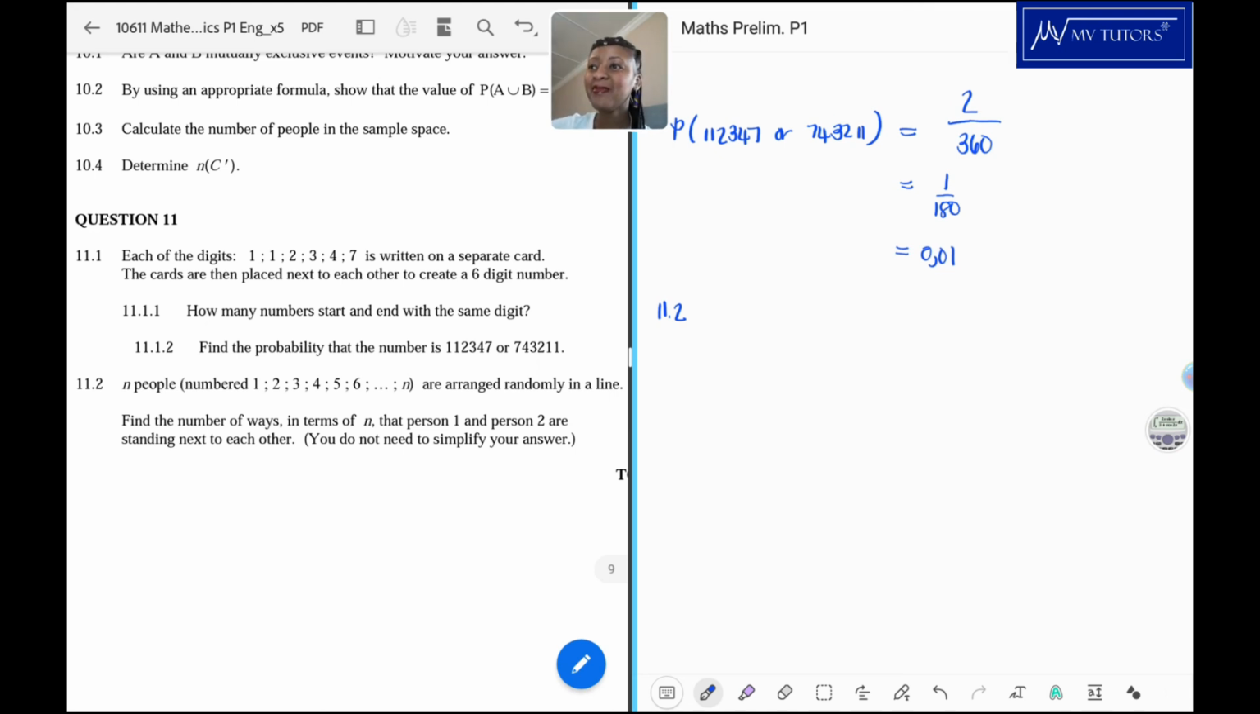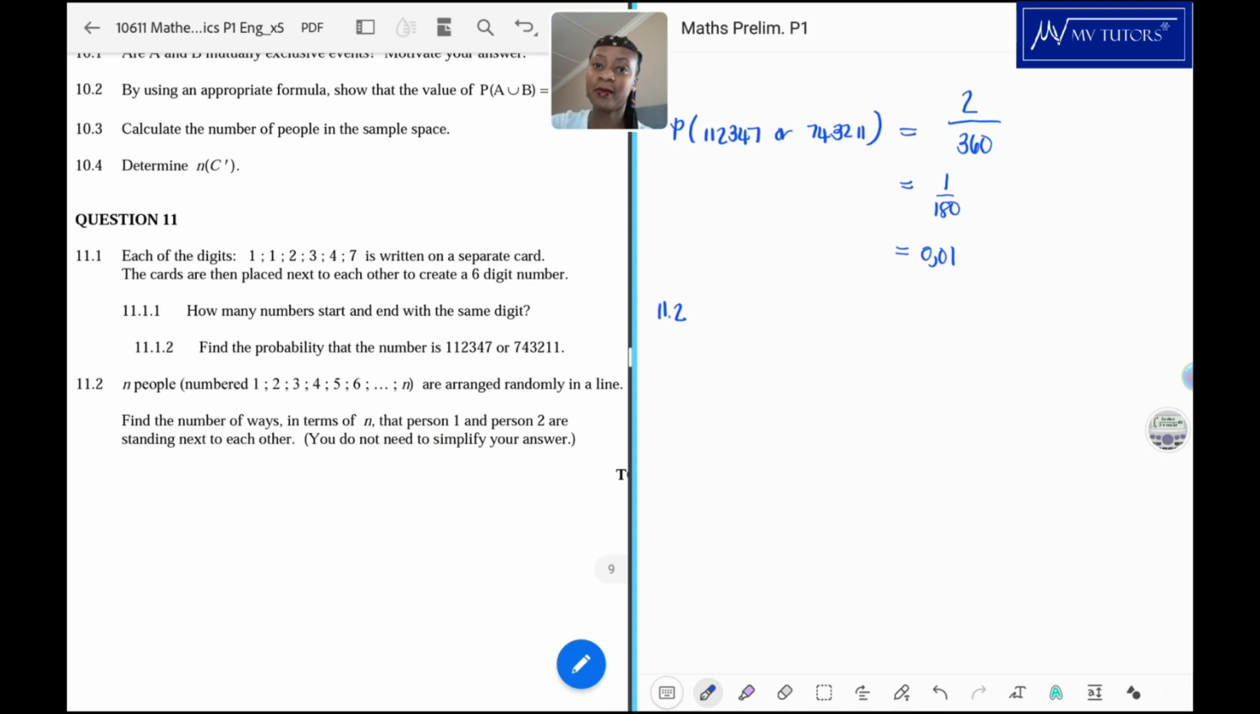Okay. So now 11.2 says n people numbered 1, 2, 3, 4, 5, 6, 7, until n are arranged randomly in a line. Find the number of ways in terms of n that person 1 and person 2 are standing next to each other. Okay, I looked at this question and I thought, let me do an example with you guys first, and then we'll answer the question, because like I said, the counting principle can be a little bit tricky.